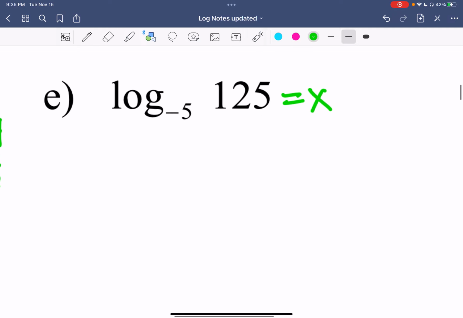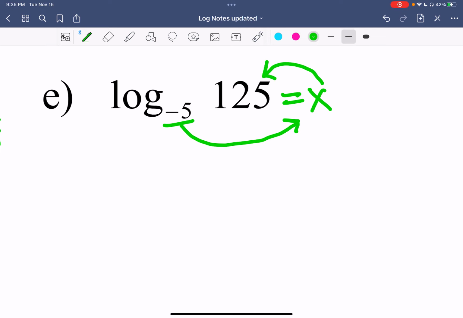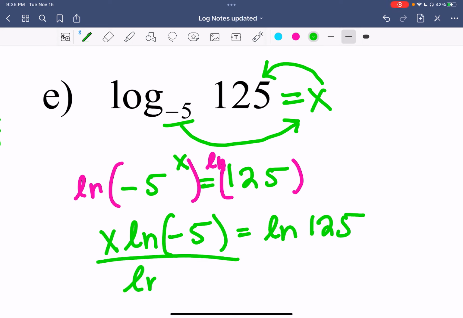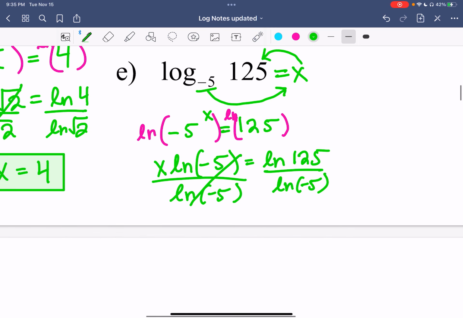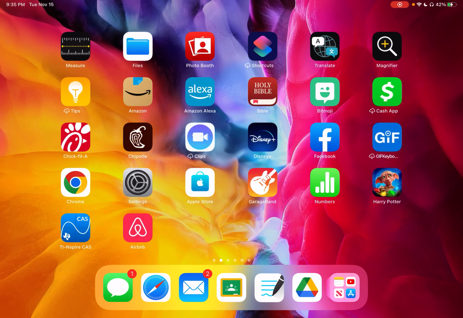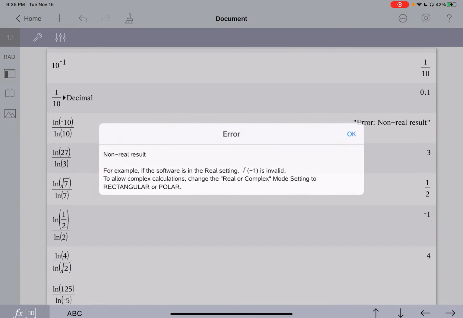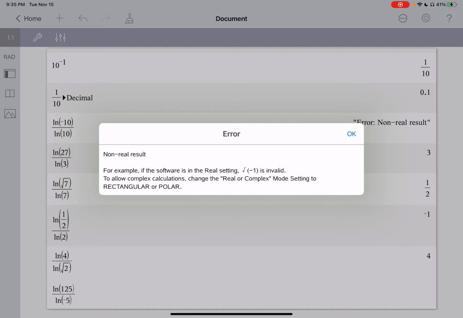Okay, next one, log base negative 5, switcheroo. So negative 5 to the power of x equals 125. Take the natural log. The x comes to the front. Divide out whatever's being multiplied by x. Put it in the calculator. So natural log of 125 divided by the natural log of negative 5. And it's a non-real result, so it does not exist.